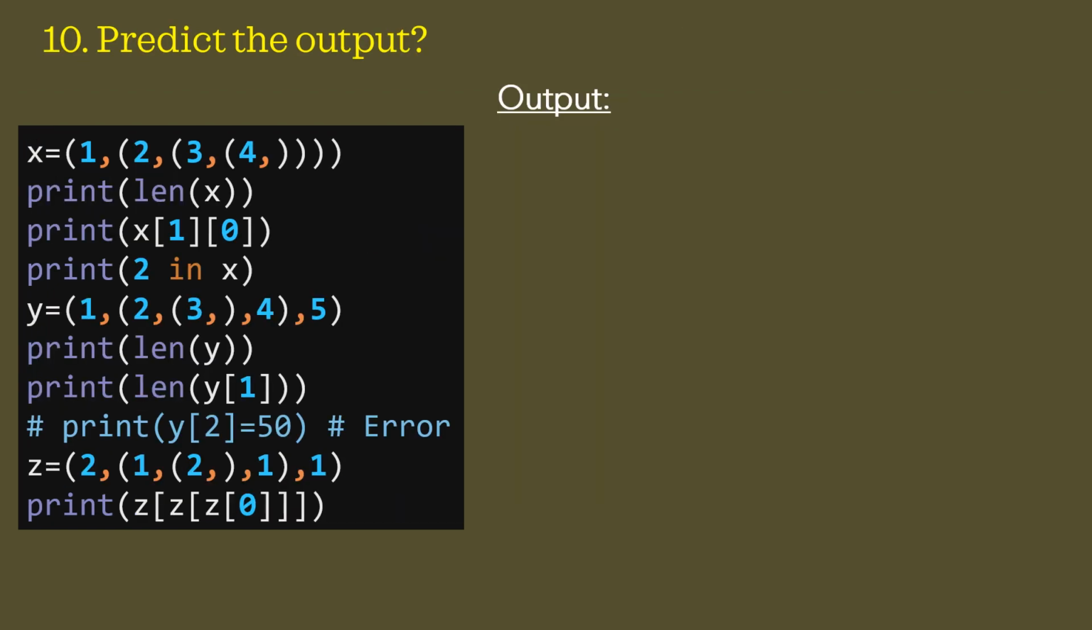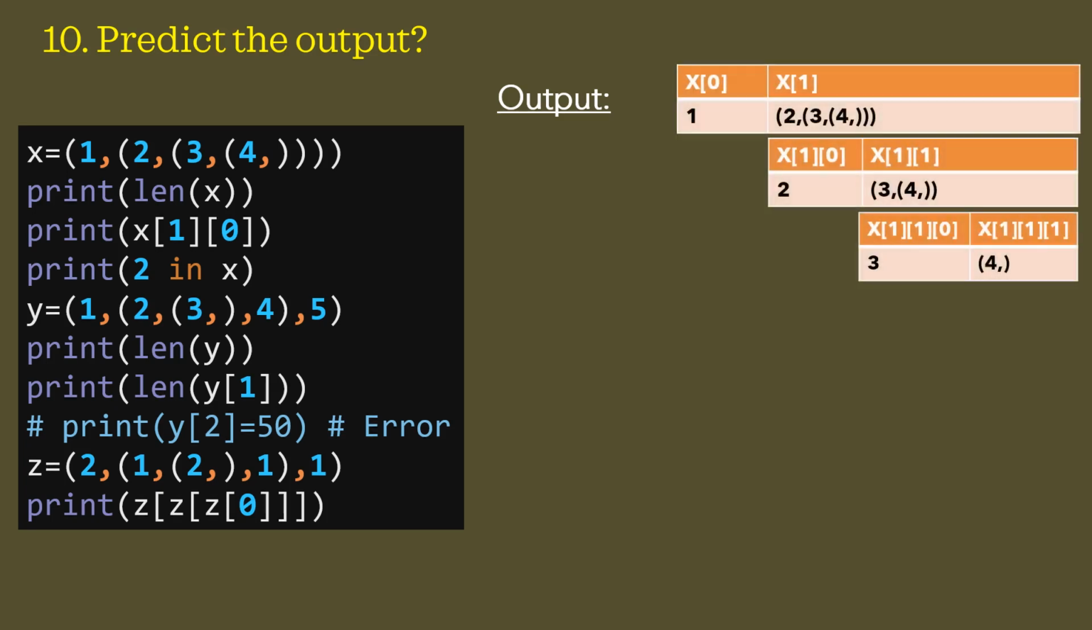Now predict the output. Here you can see X is a tuple having the values like this. That means the tuples are nested within another tuple, again nested within another tuple like this. So if you just print the length of X, you can see there are 2 elements in this tuple X. The first element is 1 and the next element is another tuple, having values 2, 3, 4 and all those.